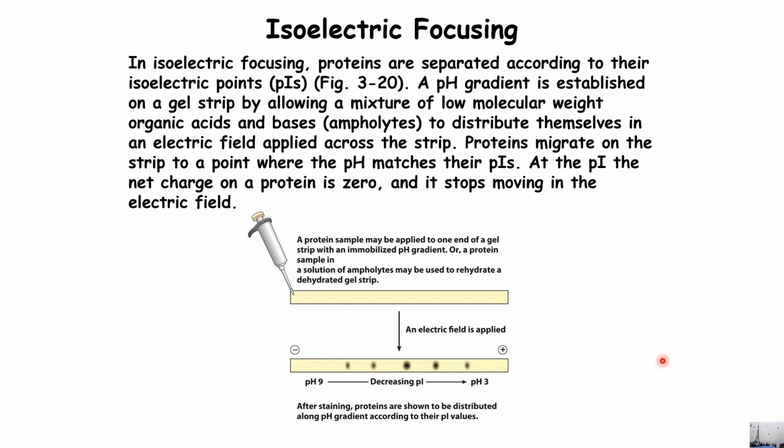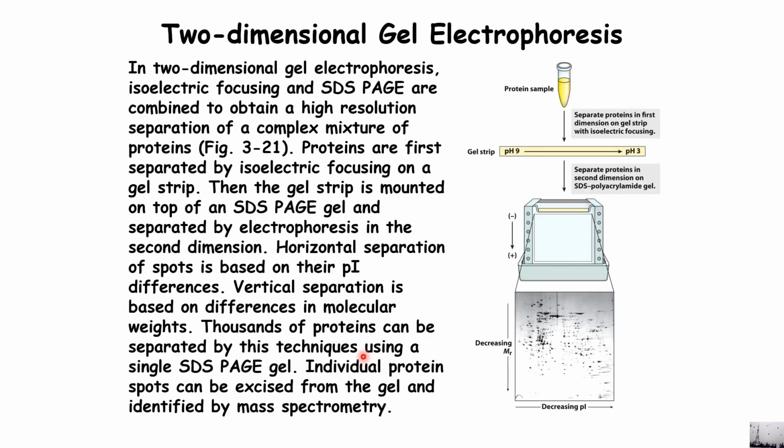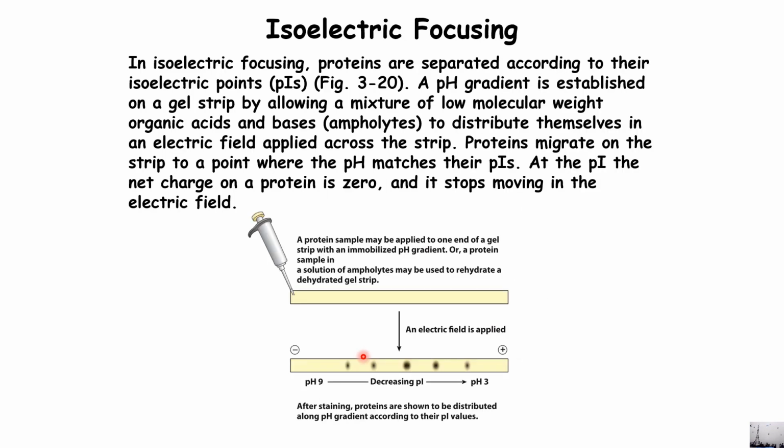Okay. If you can see the diagram here, a protein sample may be applied to one end of the gel strip with an immobilized pH gradient, or a protein sample in a solution of ampholytes may be used to rehydrate a dehydrated gel strip. An electric field is applied, and you can see different bands. Does anyone have any questions on the last thing that we talked about? Isoelectric focusing.